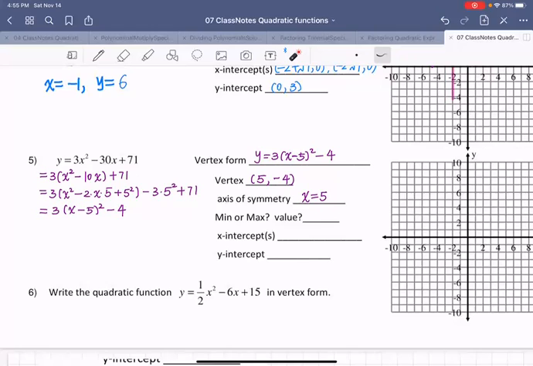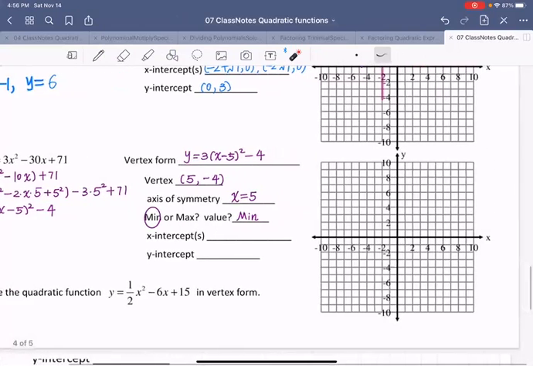Max? This guy, a is bigger than 0, so it's opening up. So that's called the minimum, okay? That's the minimum value, right? What's the minimum value? No. This guy's minimum value is this. This minimum value is this.